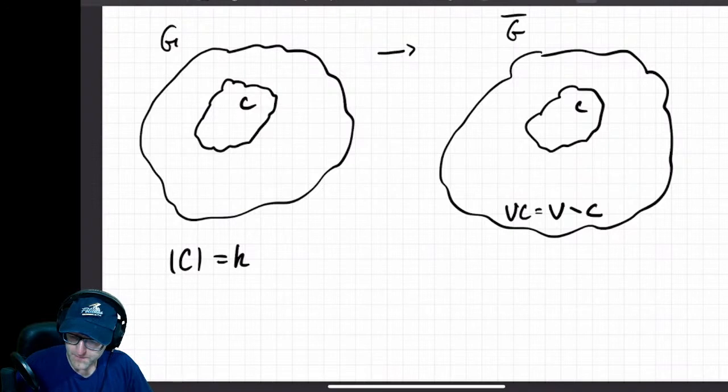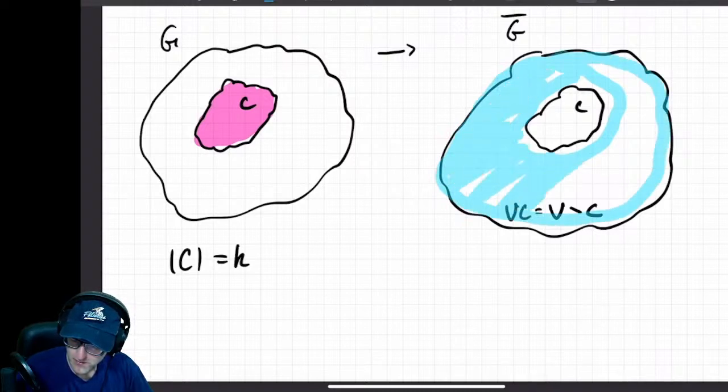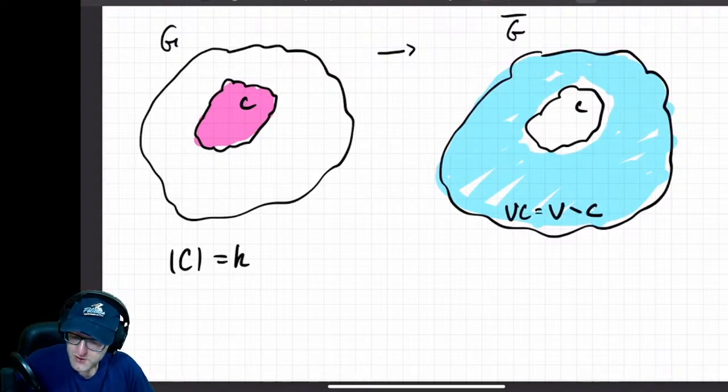Every vertex over here. So again, this is my clique, and this is my vertex cover. Everything outside. Just like I highlighted before. I need to show that this is indeed a vertex cover. That all the vertices in here cover every edge in the entire graph.